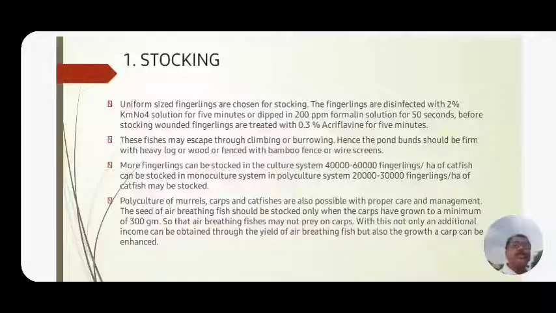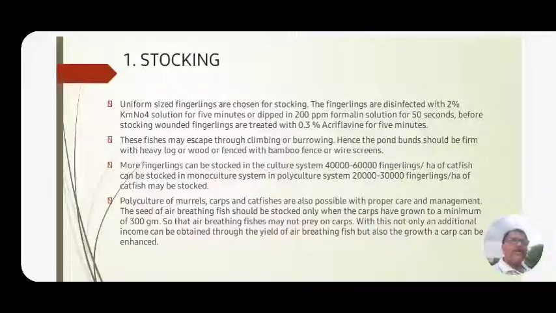Before stocking, those fingerlings that are wounded or damaged, those in a dangerous condition, particularly affected at different points, are to be treated with 0.3% acriflavin for 5 minutes.